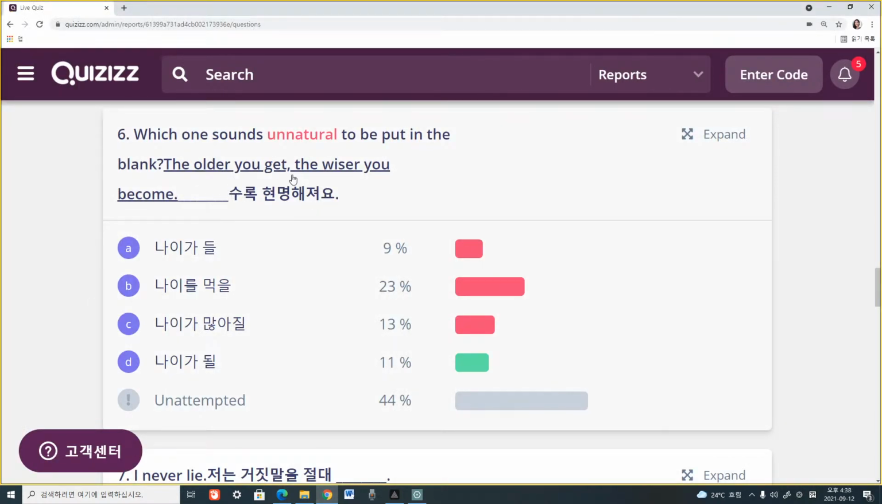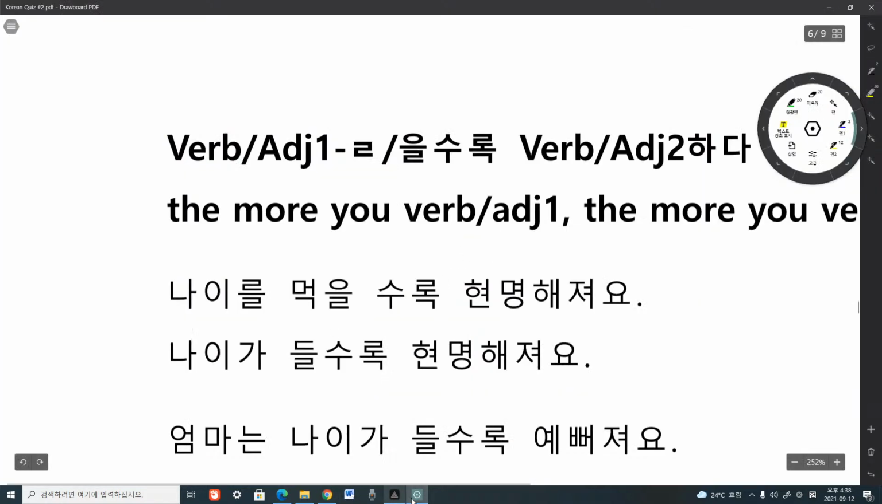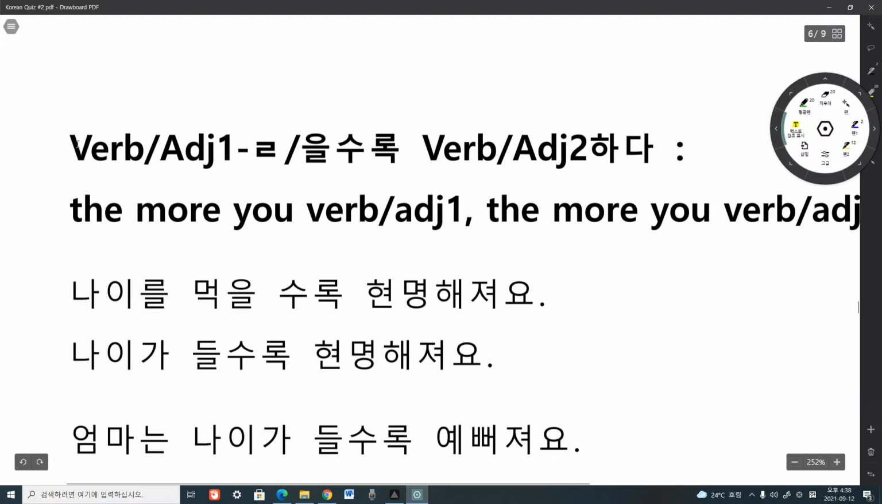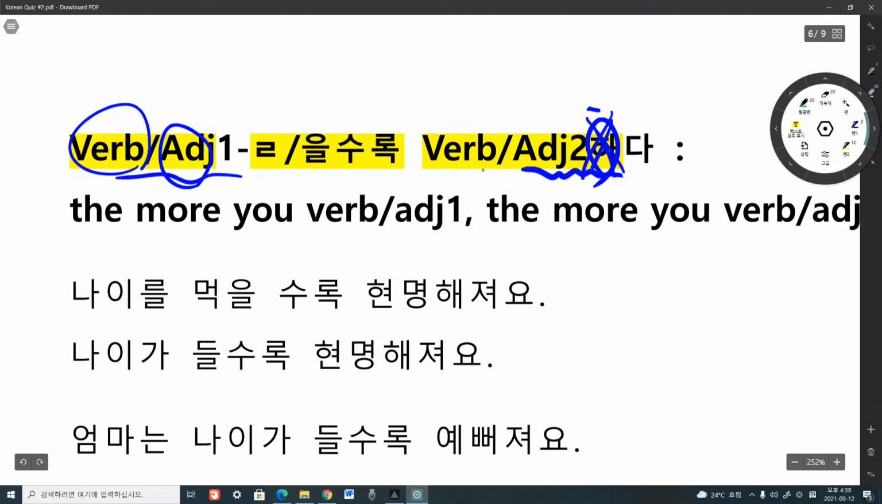그래서 let's look at this expression. The older you get, the wiser you become. This is a very important expression or grammar to learn, guys. Verb or adjective 을수록, another verb or adjective. The verb doesn't necessarily have to end in 하다, so this is my mistake, but you get the point. The more you verb or adjective, the more you verb or adjective.